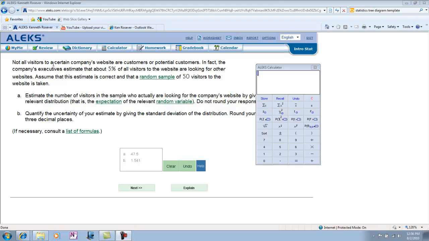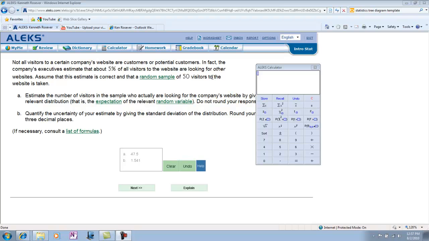Not all visitors to a certain company's website are customers or potential customers. In fact, the company's executives estimate that about 5% of all visitors to the website are looking for other websites. Assume that this estimate is correct. So 5% of the visitors don't want to be there, 95% do. They're going to take a random sample of 50 visitors. So if you did a tree diagram of that, 50 trials would just be ridiculous.